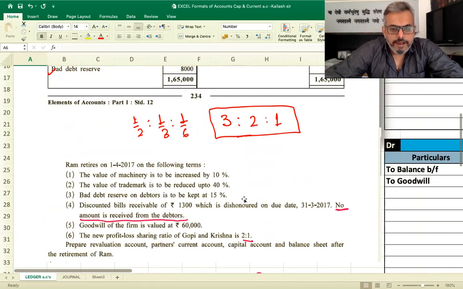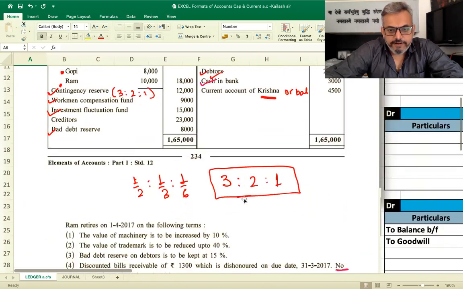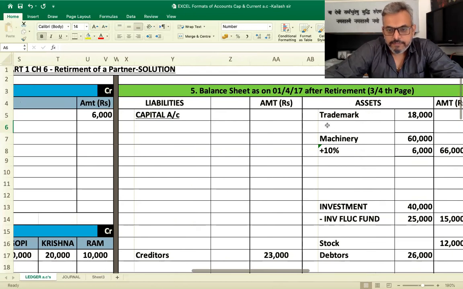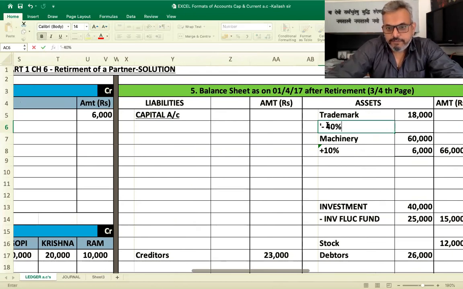Next, value of trademark is decreased by 40%. Trademark 18,000 minus 40%.